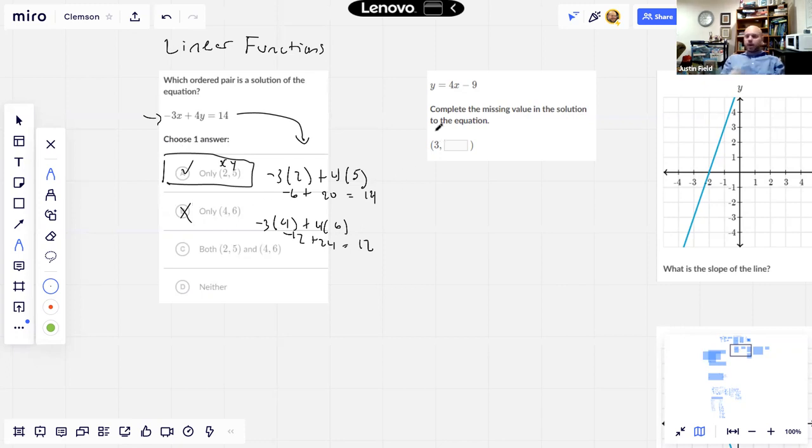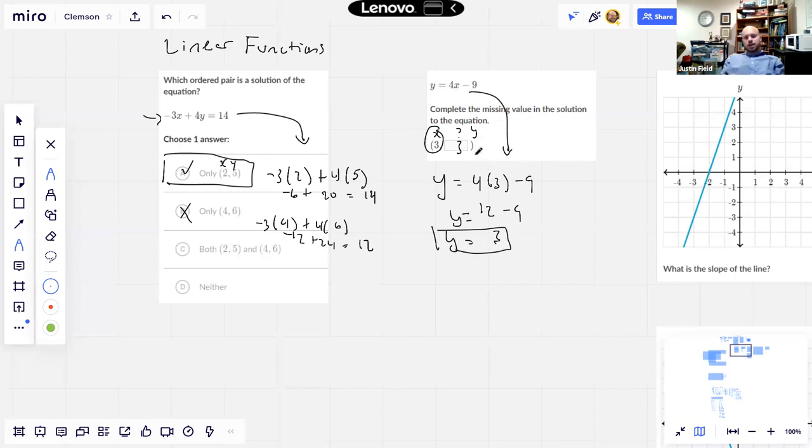All right, now a different way of asking a question about the same sort of thing is they give you an x value and ask you what is the y value. So for this, we're going to substitute in what we know. We know that x is 3, so I'm going to put that in place of the x, 3, and do some calculating. 4 times 3 is 12 minus 9 is 3. So that means that y equals 3 as well.